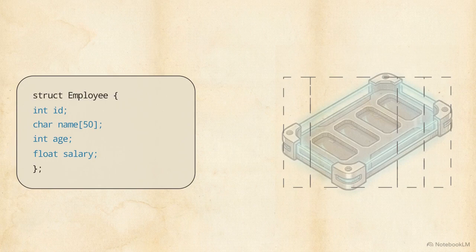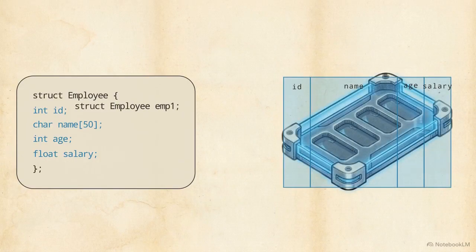To actually use it, we instantiate a structure variable by typing struct employee m1. Now our memory container is active and waiting for data. To target a specific member inside this container, we use the dot operator. By typing m1.id equals 101, we reach directly into the struct and assign the value to that specific integer slot.